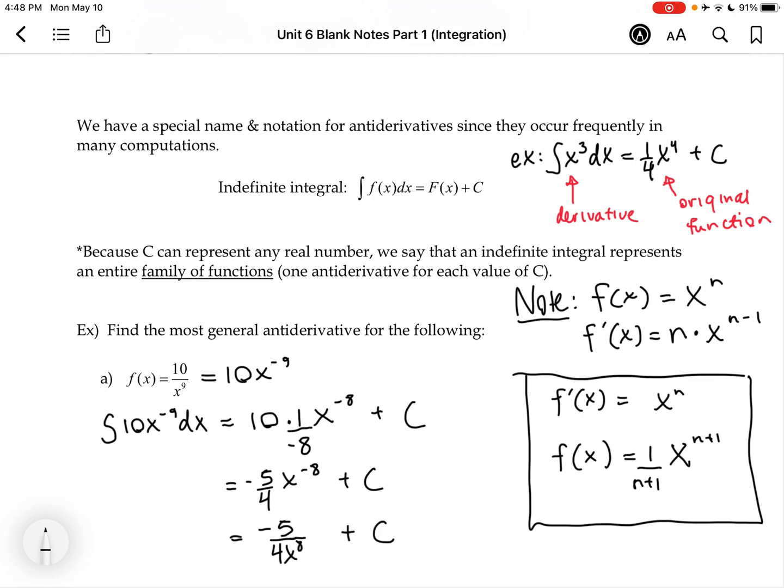And adding the c is very important because we do not know what the original function was, right? And that original function could have had any number added to it because the derivative of a number is 0. And so this plus c must be in there. And if you don't add that in there, then it's actually incorrect. Okay? All right, let's look at a couple more examples.